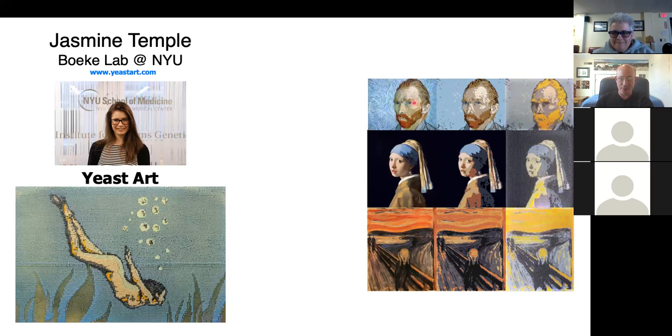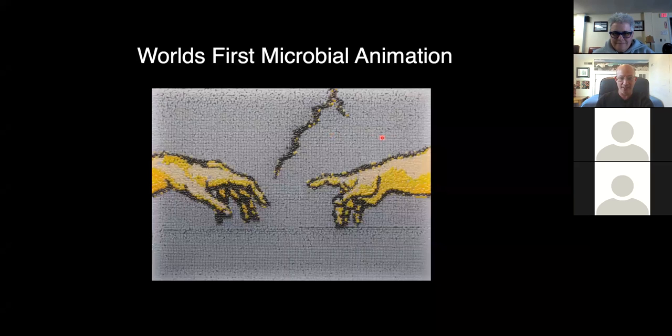I said, instead of printing these static images, why don't we print something such as God and Adam in the Sistine Chapel? But I said, men are not popular these days. Let's switch it to Eve. And I said, why don't we print a plate where God and Eve's hands are there, and then we print another one that's coming closer, another one, and then we stitch them together to make the world's first microbial animation. And we did it, and it took us a long time.